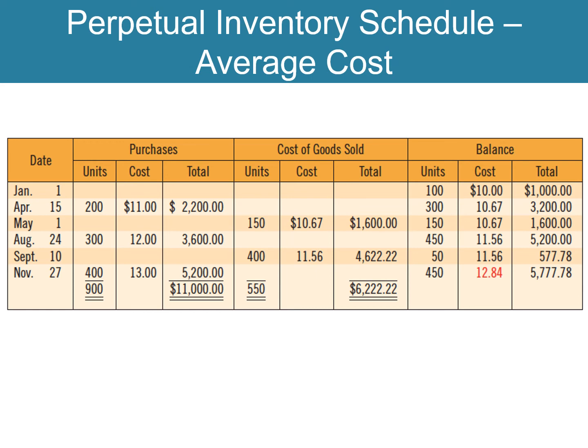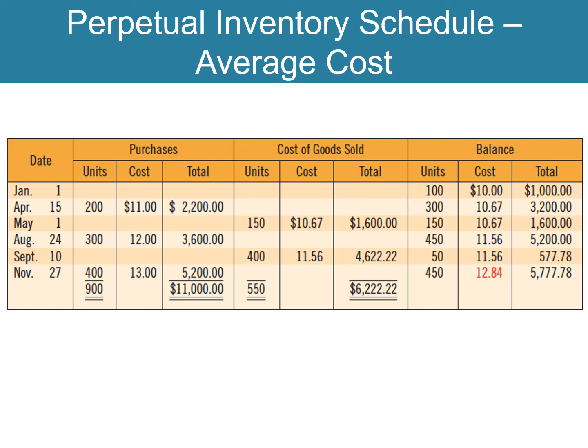On September 10th, we have our sales of 400 units. So that 400 units is at 11.56, which gives us a total of 4,622. The remaining balance from that 450 minus 400 gives us 50 at 11.56, which totals 577.78.